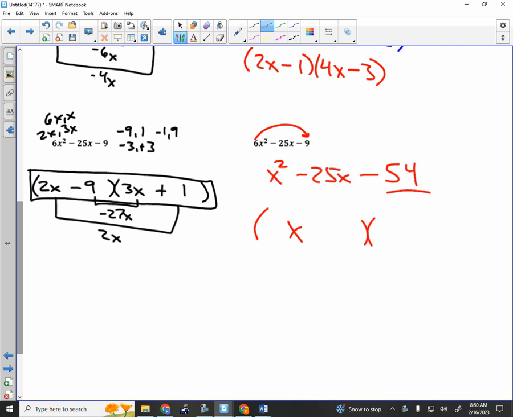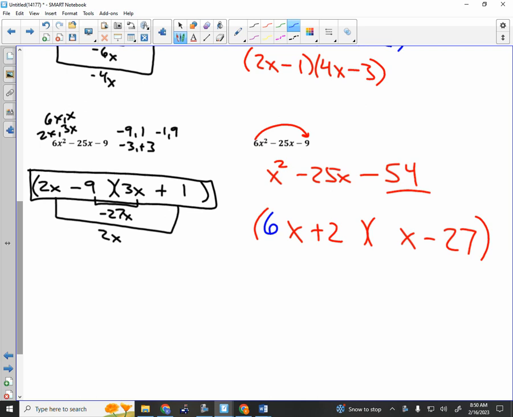I'm seeing a lot of blank stares. It turns out that positive 2 and negative 27. 2 and 27 multiply to 54. You can see positive 2 and negative 27, they add to negative 25. So the AC method, it has its setbacks. It's sometimes hard to see what factors, right?